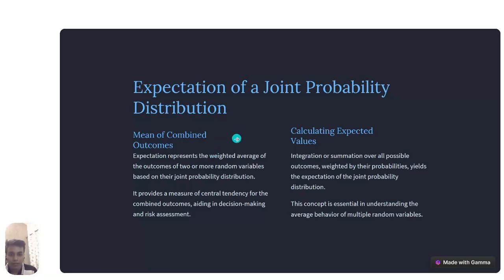Calculating the expected values. The integration or summation over all possible outcomes weighted by the probabilities yields the expectation of the joint probability distribution. This concept is essential in understanding the average behavior of two or multiple random variables.